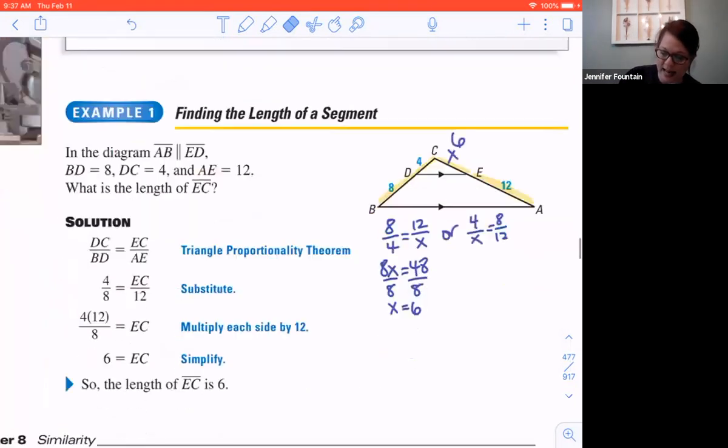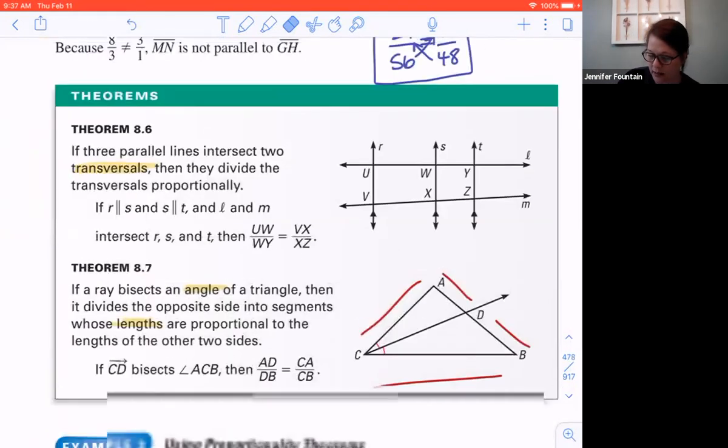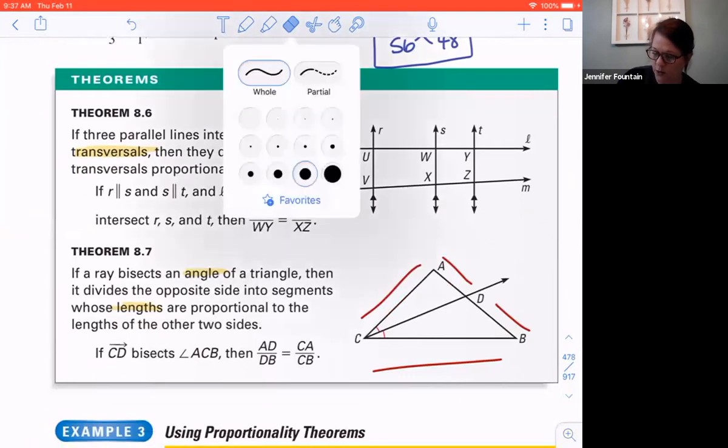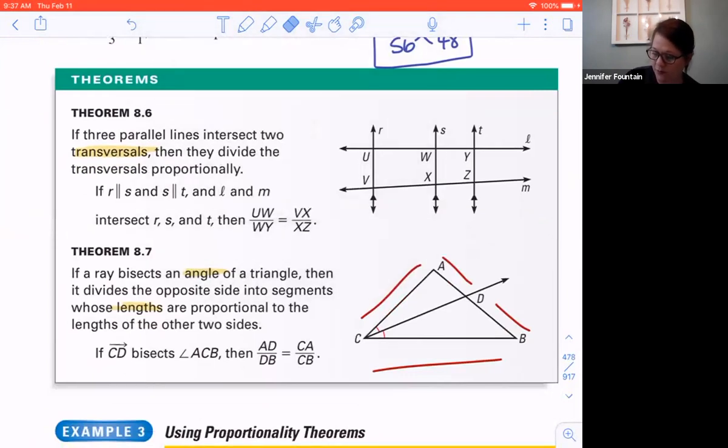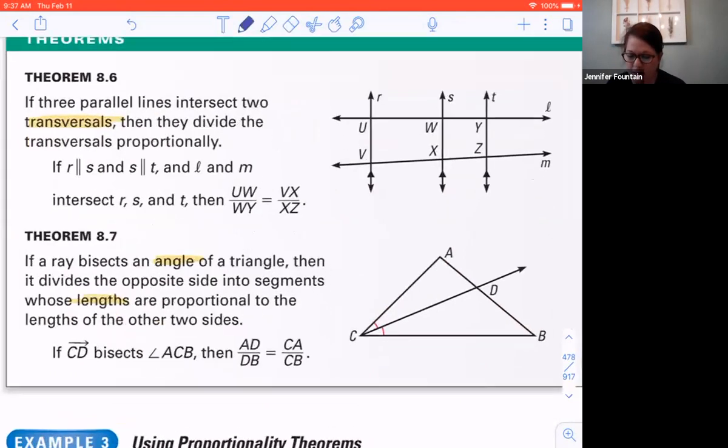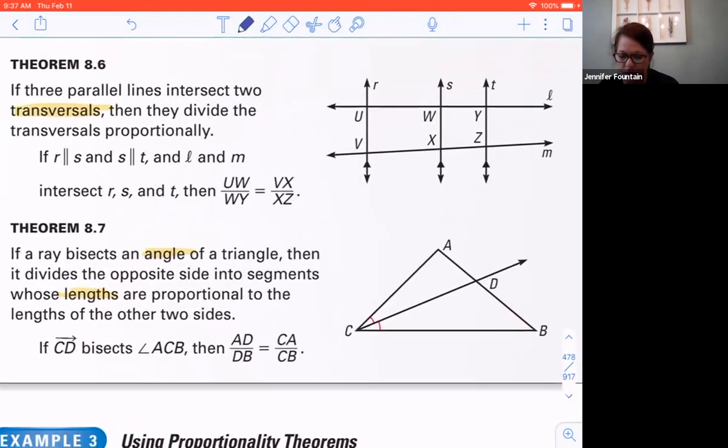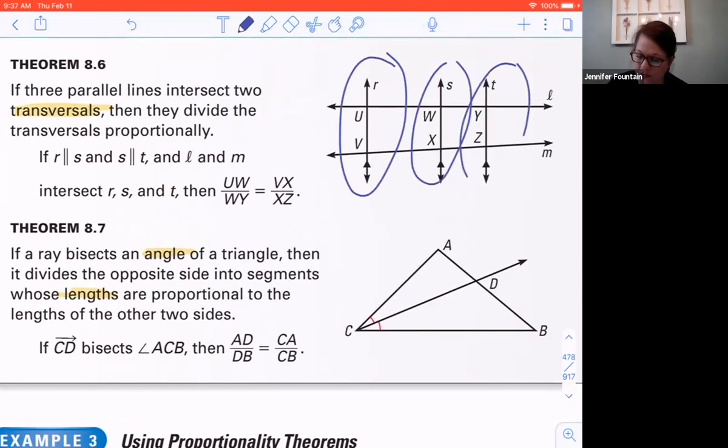Then on 499, we had our railroad track and bow and arrow. So basically it says that with my railroad track, when I have my parallel lines, remember my parallel lines are going to be the ones that have the arrows on them, or I'm looking for my directions to tell me which ones are parallel. Okay, to be able to assume that they're parallel, I have to be given information to tell me that they're parallel.